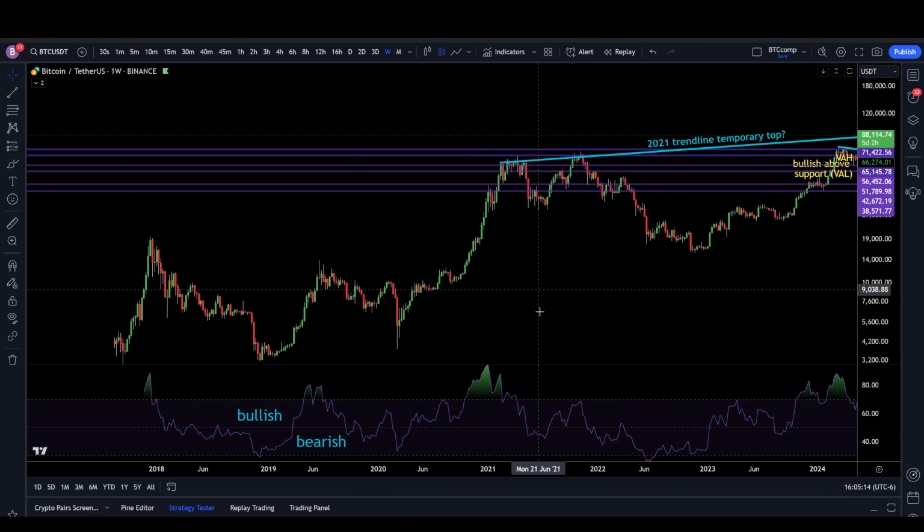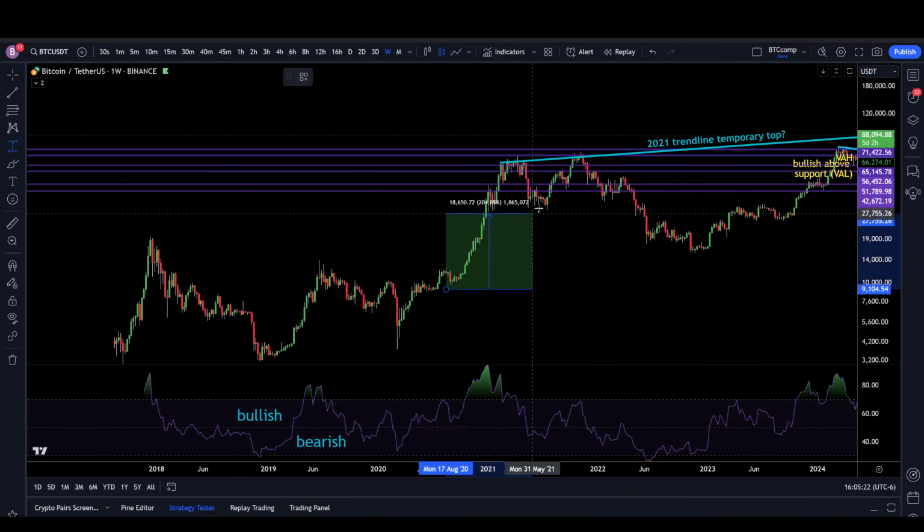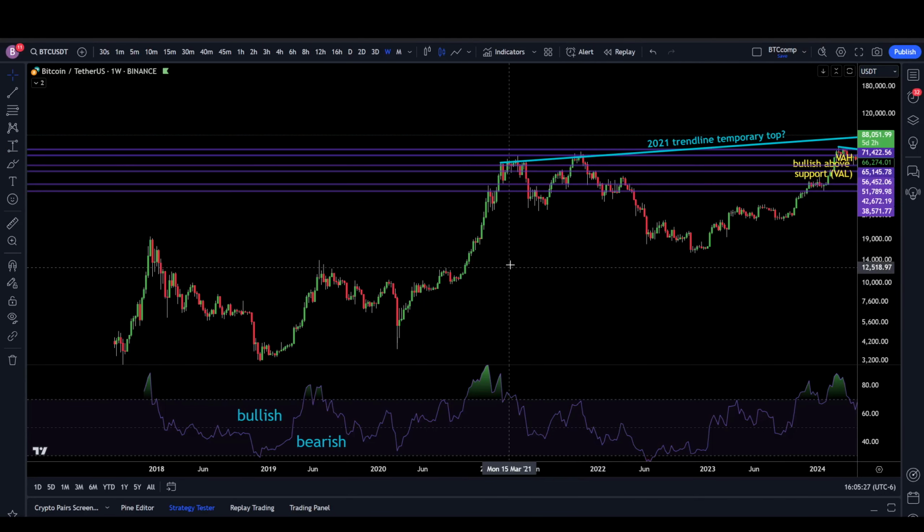So you stay in all the way to here where it breaks down and rejects, and now you're out right here. And just with the RSI, just with a free thing here, you would have made, just on spot Bitcoin, about a 3x. And that's pretty impressive on an asset that people consider pretty safe to keep your money in. So you didn't have to do anything but hold, basically.